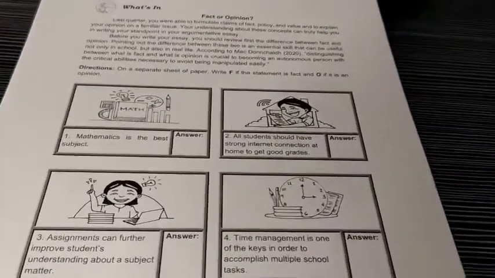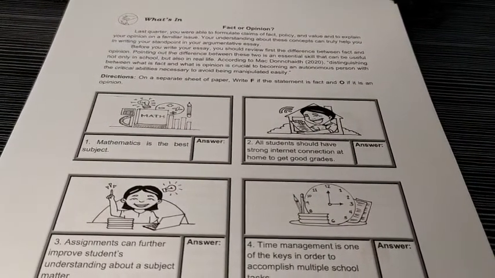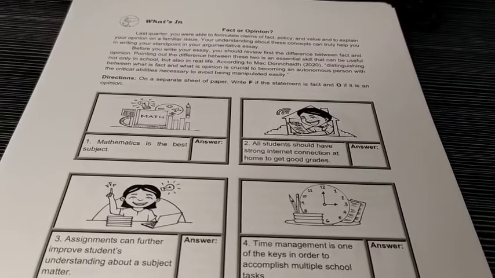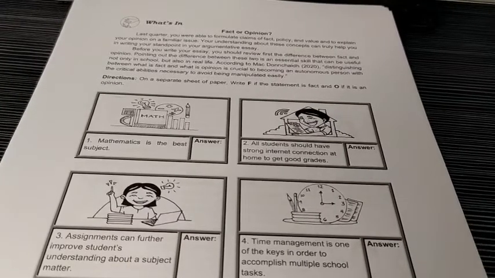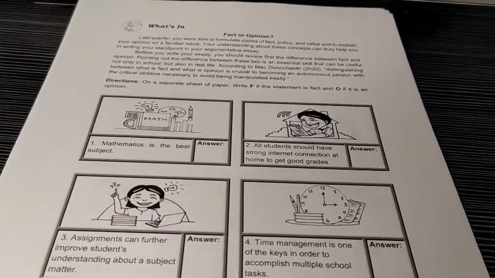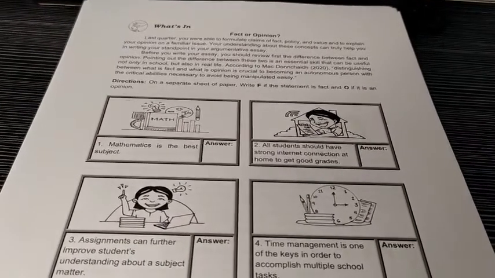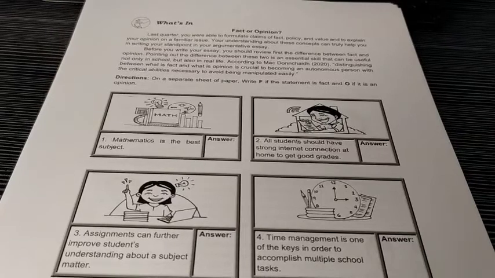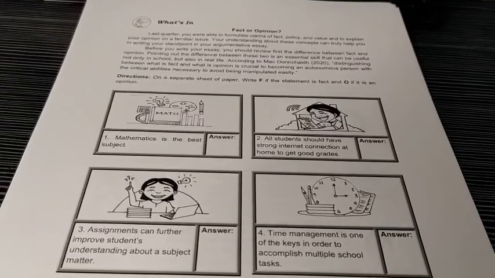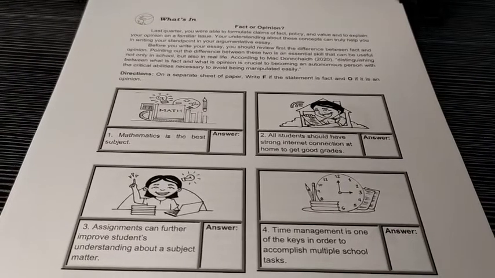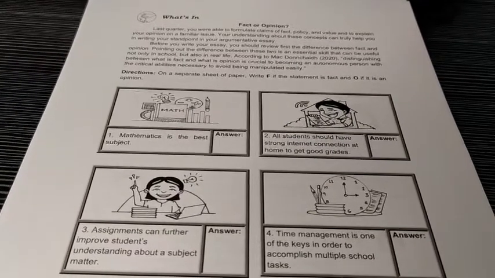So what's fact or opinion? In our previous module, we discussed the difference between the two. Fact is pure information. When we say opinion, it can be combined with fact. Opinion will be more reliable, more believable, if there are facts and if there are statistics or statistical information.